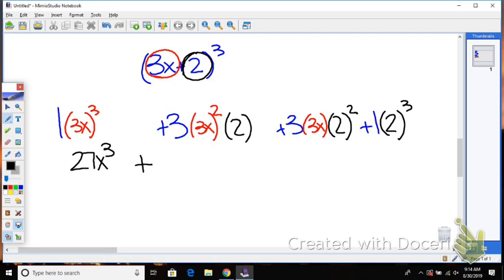Plus, let's do this power part first. 3x to the second power is going to be what? 9x squared. So now I just have 3 times 9 times 2. What's 27 times 2? 54. So I have 54x squared. If you need to use a calculator, get a calculator.